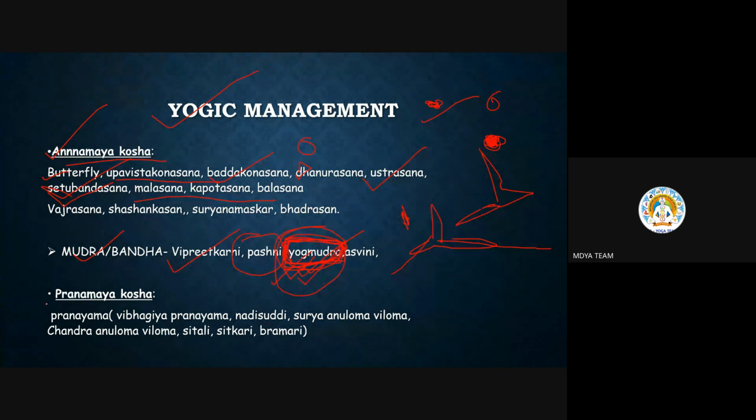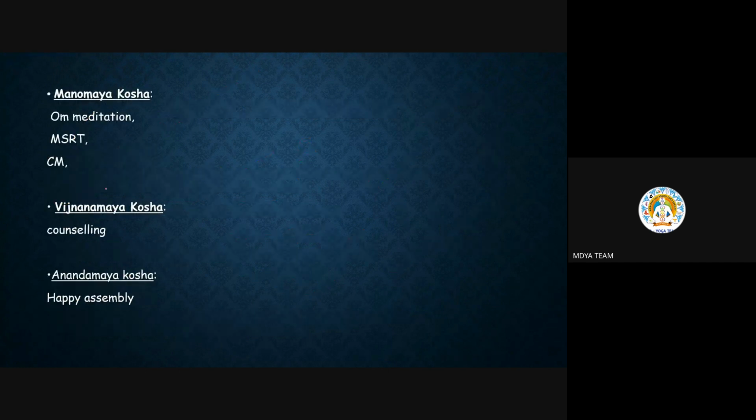Now pranamaya kosha, for that we'll go for pranayam. Vibhagiya pranayam itself is sectional breathing. Nadi shuddhi, suryanuloma, chandranuloma, shitali, shitkari, brahmari. All are cooling pranayams. Now manomaya kosha: Om meditation, MSRT to maintain the vibrations within and out and relax your brain and mind, whole body calmness.